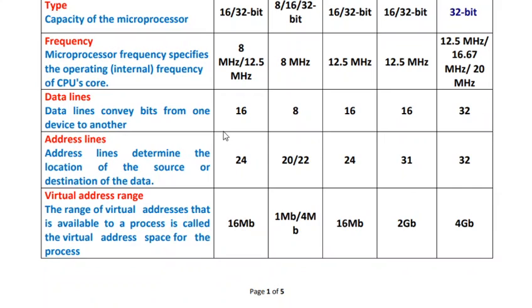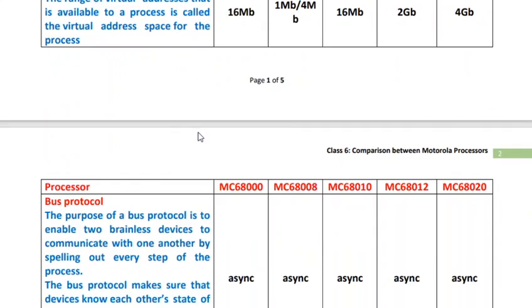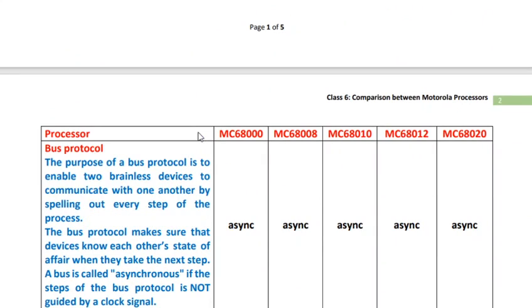Now virtual address range. For MC68000 it is 16 MB, for MC68008 it is 1 or 4 MB, for MC68010 it is 16 MB, for MC68012 it is 2 GB, and for MC68020 it is 4 GB. Now likewise, bus protocol. It is asynchronous for all the five microprocessors, starting from MC68000 to MC68020.